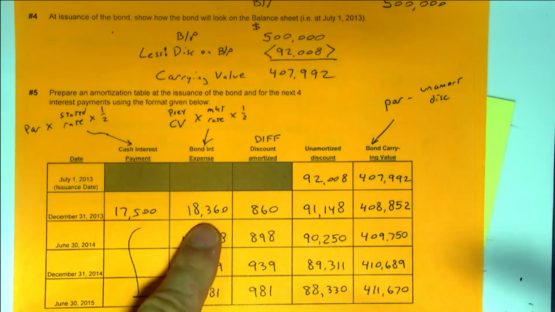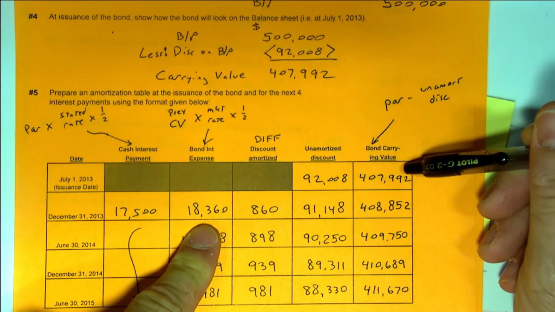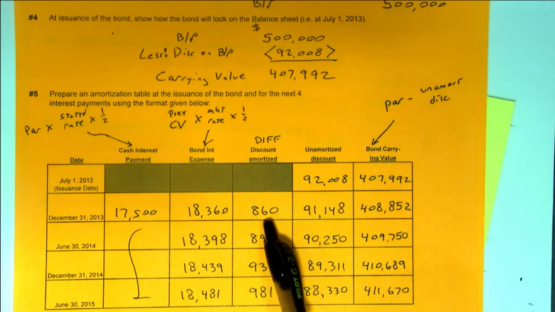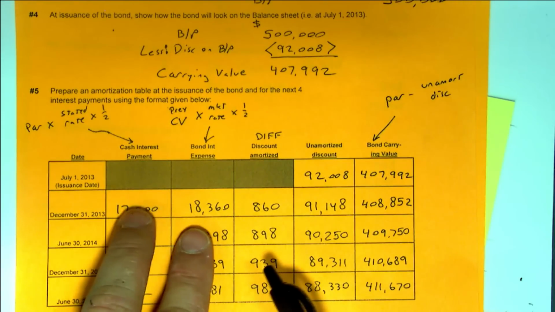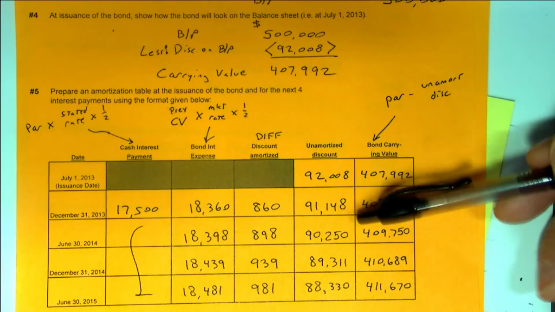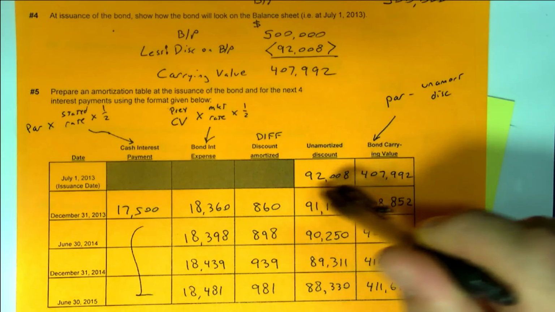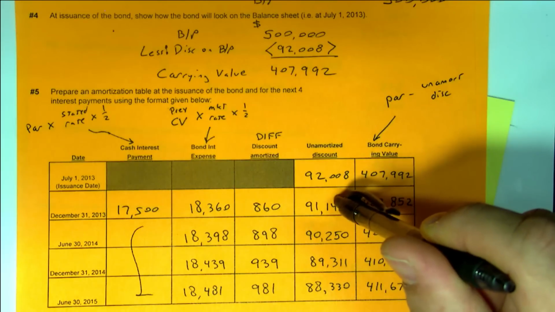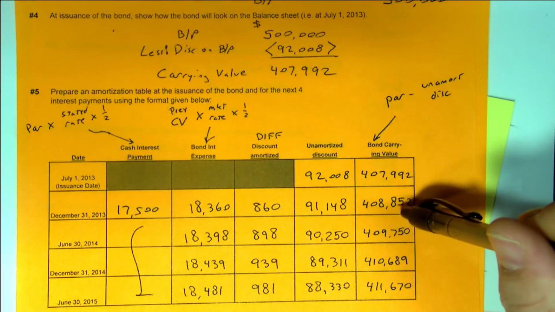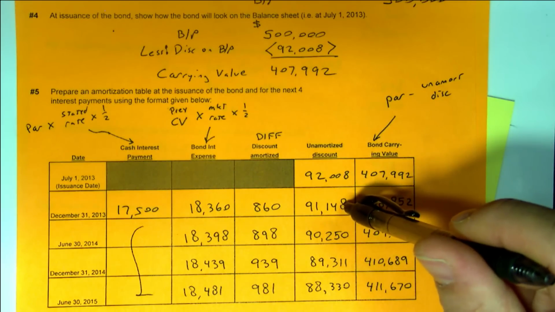So we got this 18,360 by taking 407,992 times the market rate of 9% times 1/2. Correct? Then this is just the difference between these two numbers, right? 18,360 minus 17,500 is 860. How did we get this number? We just took 92,008 minus 860 equals 91,148, right? And then, of course, the bond carrying value is always the par value, 500,000 in this case, minus the unamortized discount. Make sense?